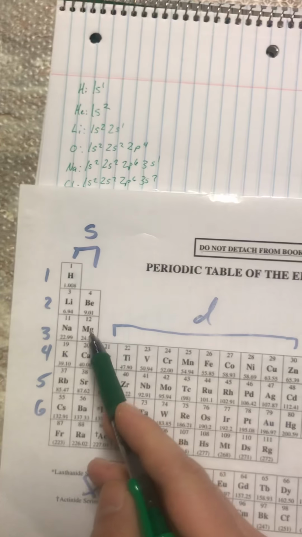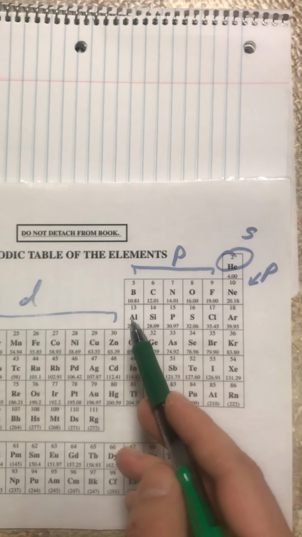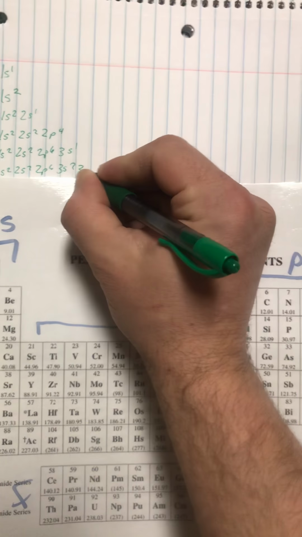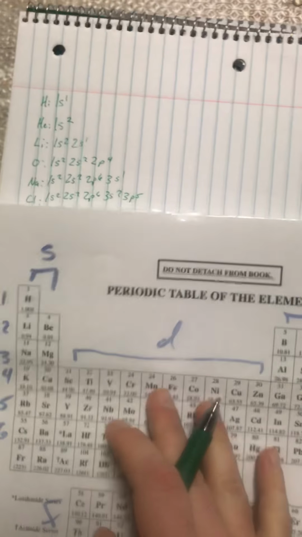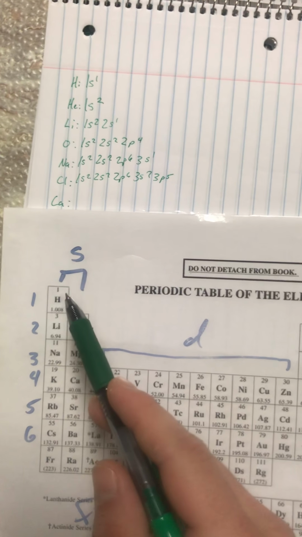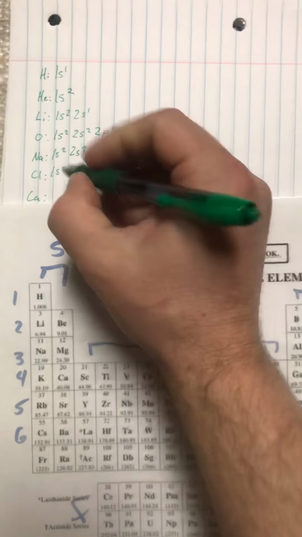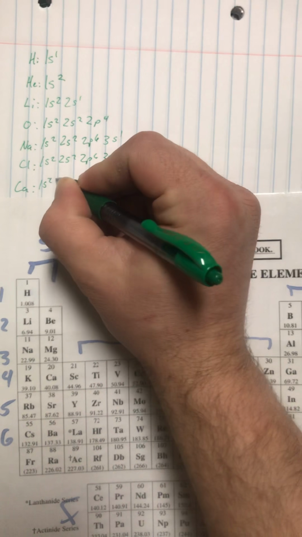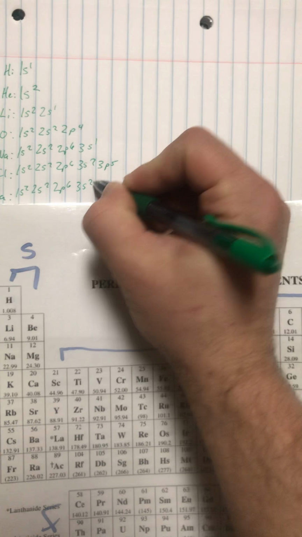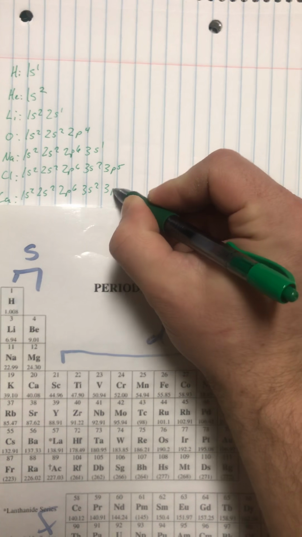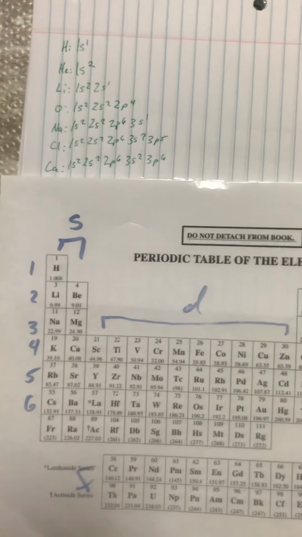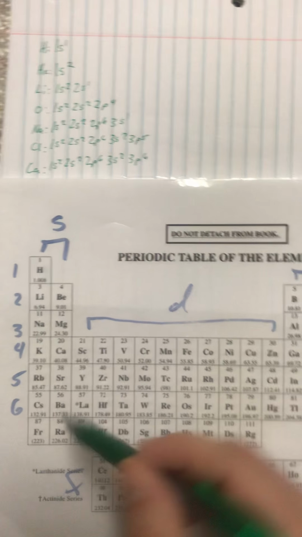That gets us to magnesium. Then we hop over here, and then we're at 3s, 1, 2, 3, 4, 5. 3p5, sorry. Next up, calcium. So we have to account for everything in the first 3 energy levels. 1s2, 2s2, 2p6, 3s2, 3p6 gets us to argon, and then we have to go down to 4s2.